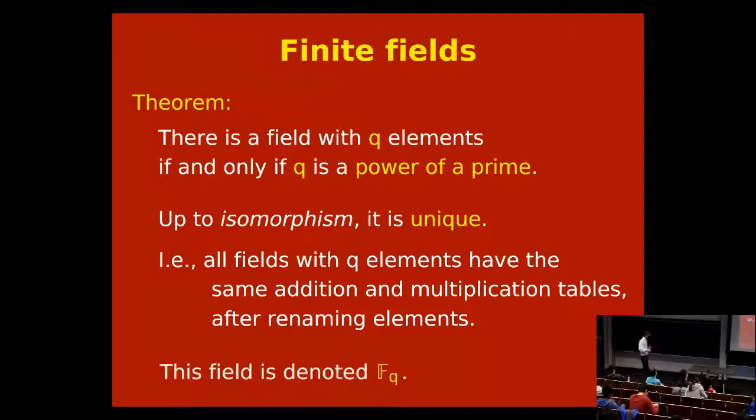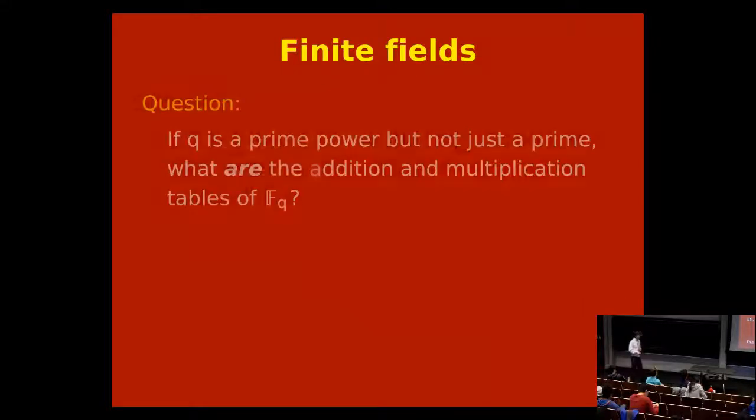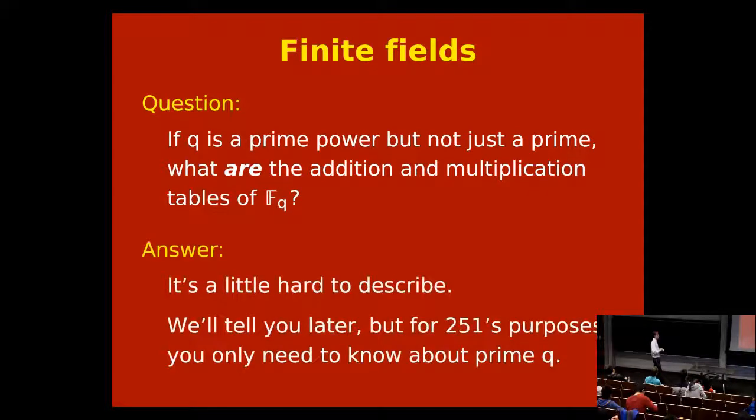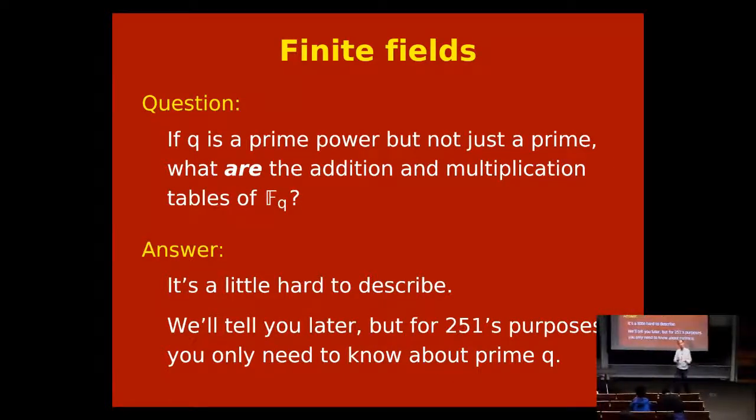It's usually written F sub q. Now, you would say to me, okay, if q is a prime, I know what this field is. It's the integers mod that prime. But if q is a power of a prime, what is this field? How do I get these addition and multiplication tables? It's a little hard to describe. It's not impossible, and I'll tell you later. But for the purposes of this class, you only need to know about the fields which are just integers mod a prime.